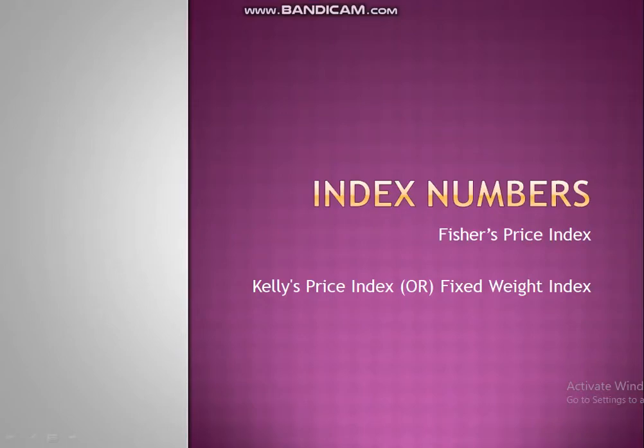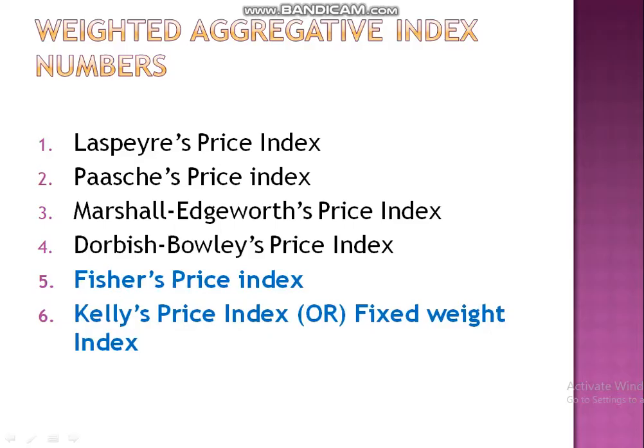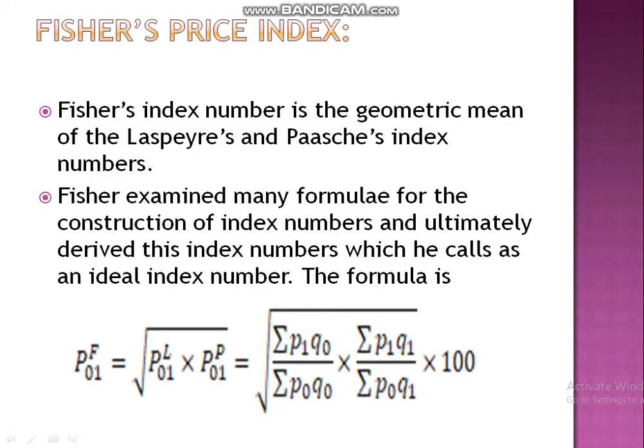Hello students, in the previous videos we had a discussion about these weighted aggregative index numbers, Laspeyres' price index, Paasche's price index, Marshall-Edgeworth's price index, Dorbish-Bowley's price index. In this class we shall discuss the last two weighted aggregative index numbers. They are Fisher's price index and Cayley's price index, which is also known as fixed weight index.